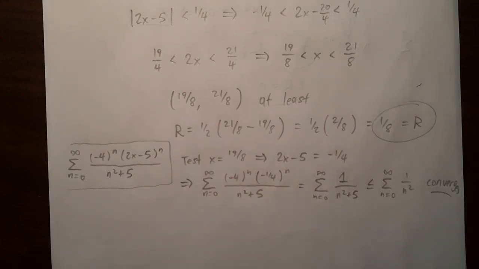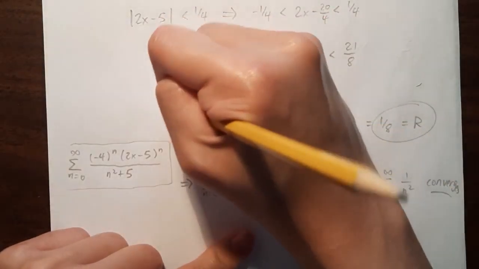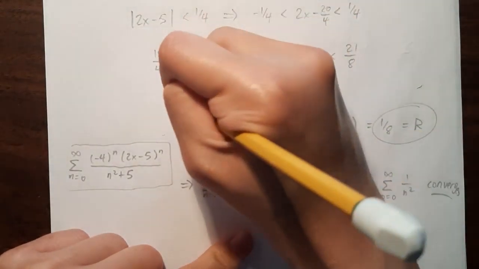All right, so plugging in 19/8 gave us a convergent series. So in that case, 19/8 should be included in the interval of convergence. So we'll turn that into a bracket.